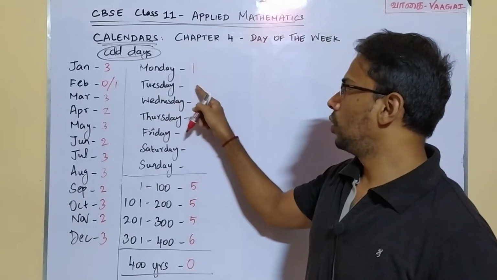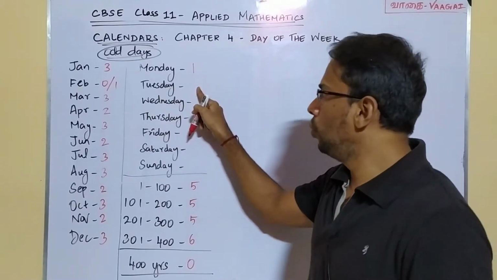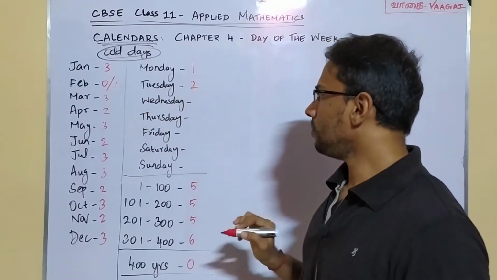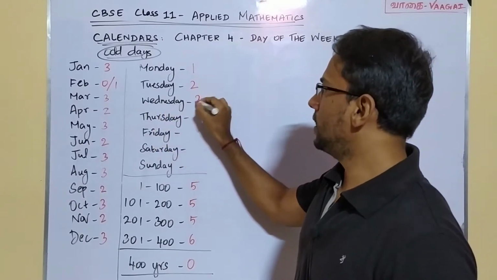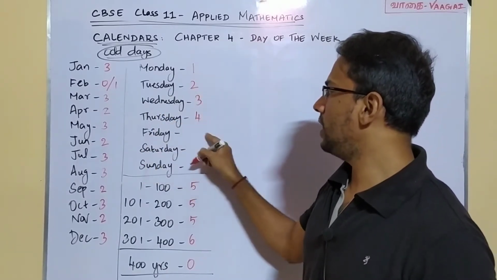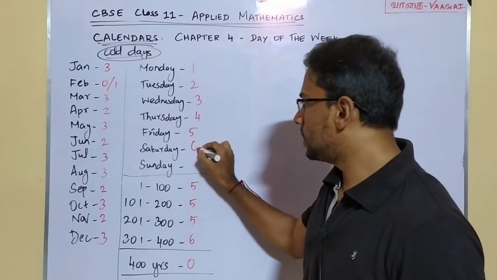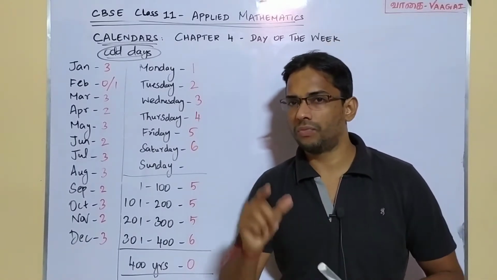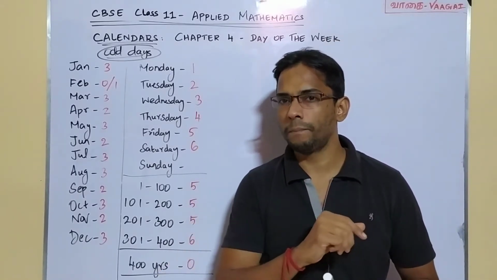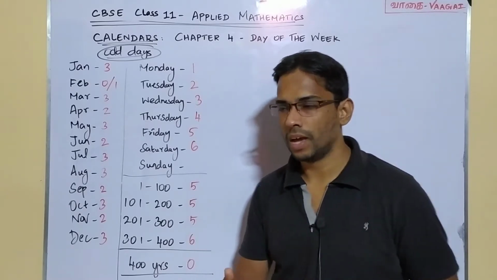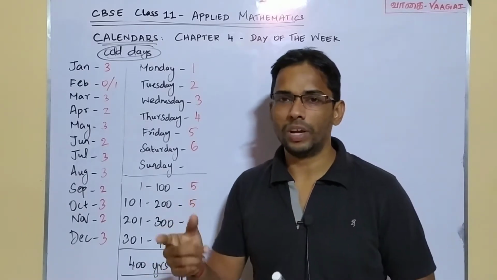Okay, so if your number of odd days is going to be 2, then it means it is Tuesday. Same way, continue. Wednesday 3 days, Thursday 4 days, Friday 5 days, Saturday would be 6 days. And whereas if your number of odd days is going to be which number? Can you guess it? Can it be 7? No, it can't be 7.